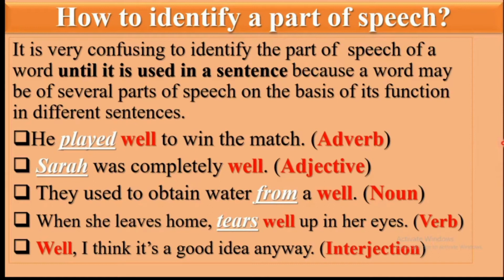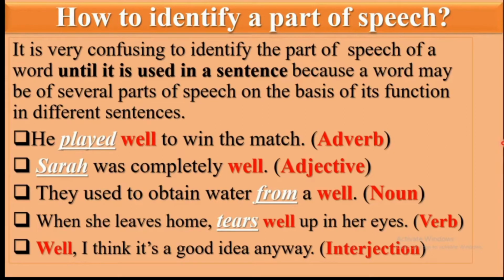The third one, they used to obtain water from a well. In this sentence, the word well is a noun. It is a noun because it has been used as an object of the preposition from. We know the object of a preposition can only be a noun or a pronoun, and here we can explain it from a different point of view. That is, well here is a name, because here well means a kind of deep hole in the ground from where we can collect or obtain water.